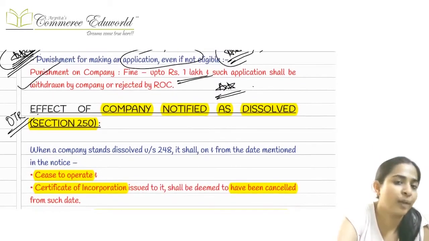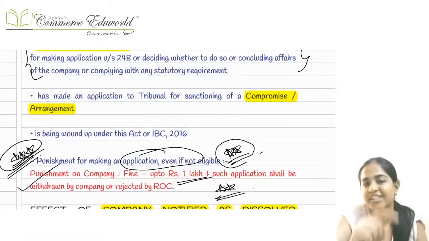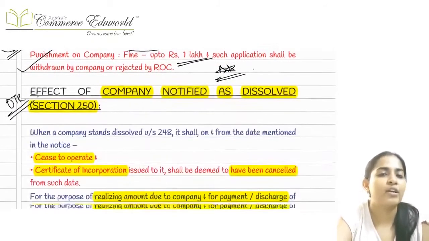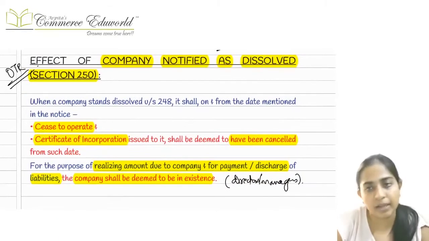Fine, this punishment is to be remembered. Okay, this punishment is to be remembered. I have already star marked here. Punishment, fine up to rupees 1 lakh would be applicable there.